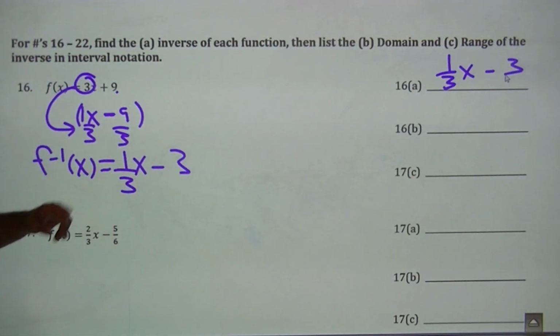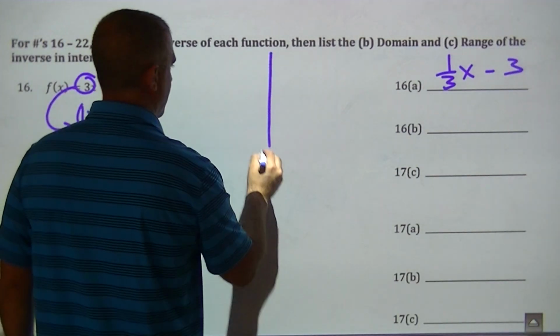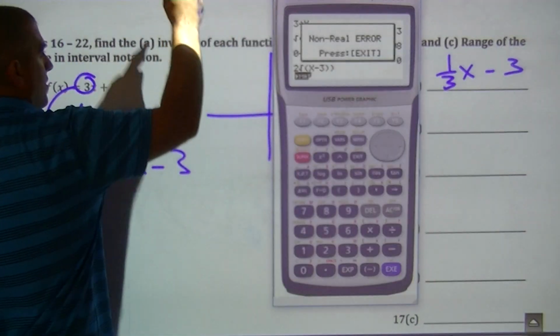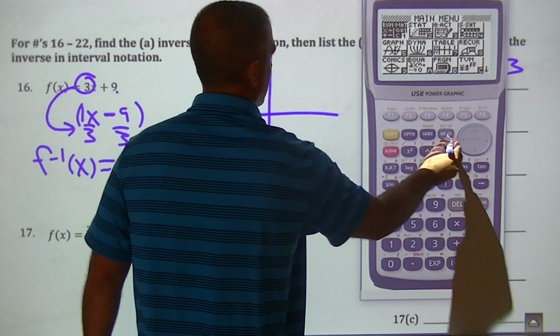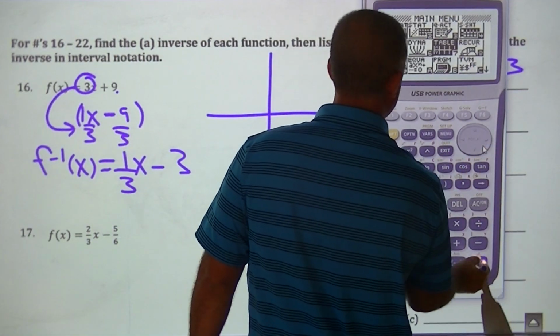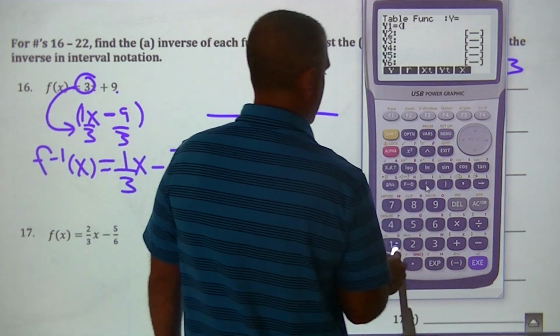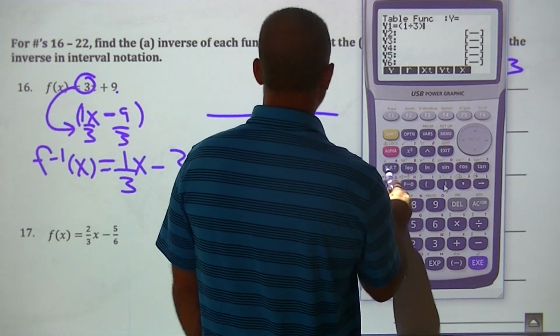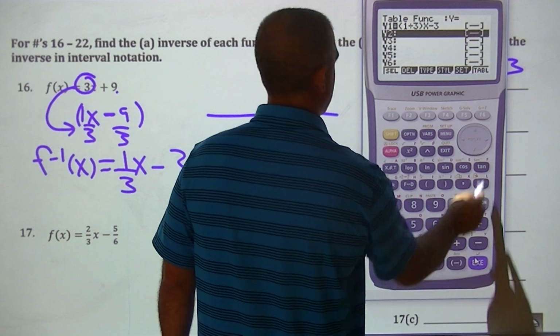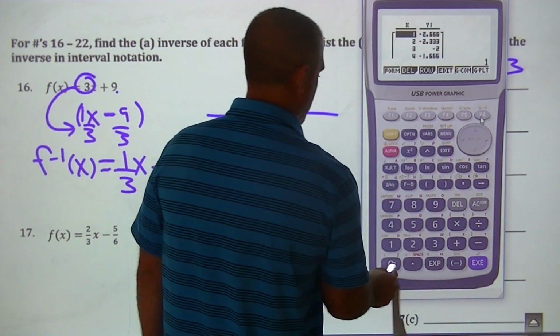Now, what I want to do is find the domain and range of the inverse. If you want to plot out a little bit of a line, you could go to the table. I'm going to show you something in a second. Use your nice fraction button. I don't have it on my calculator. All right, table.